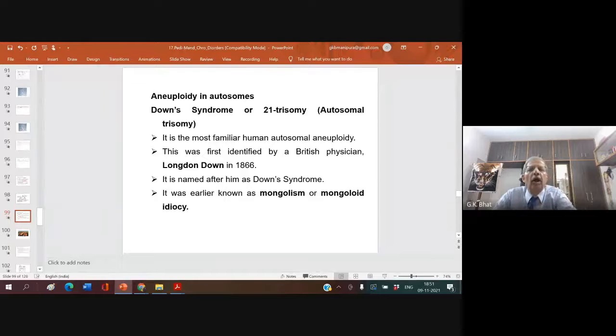Right? So, aneuploidy in autosome: Down syndrome or 21 trisomy. What is this Down syndrome or 21 trisomy? Chromosome number 21 is in 3 copies. It is an autosomal trisomy. It is the most familiar human autosomal aneuploidy. This was first identified by the British physician Langdon Down. It is named after him, Down's syndrome.